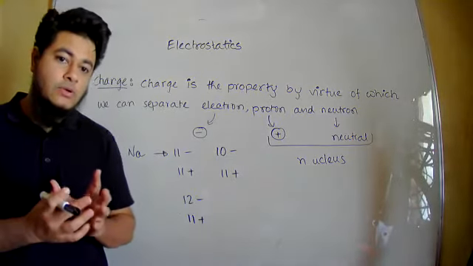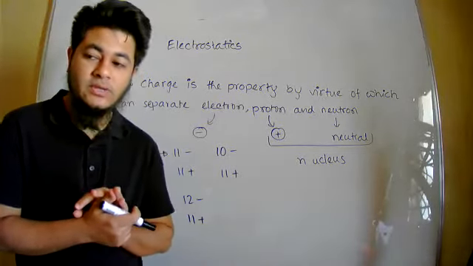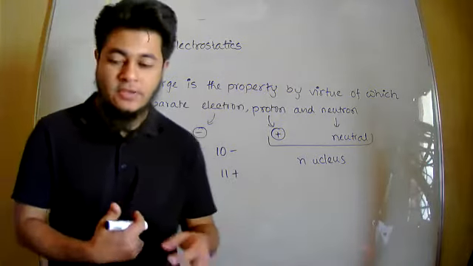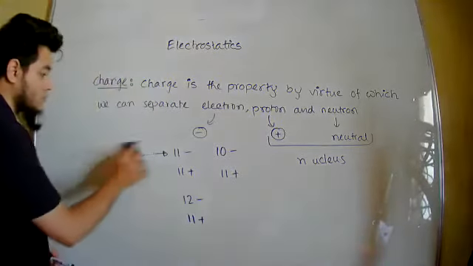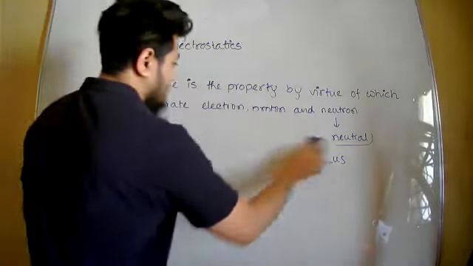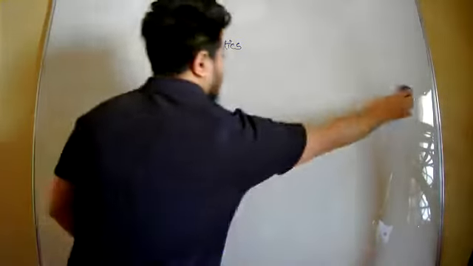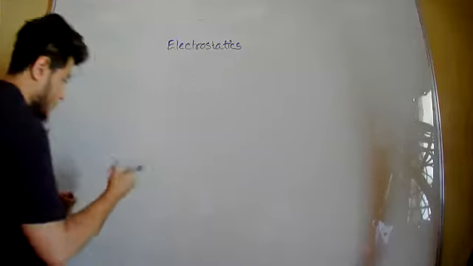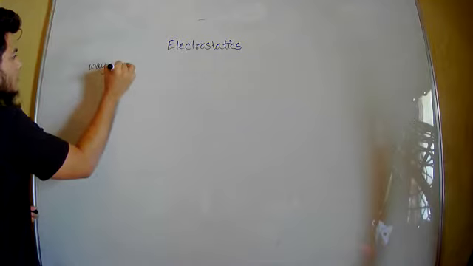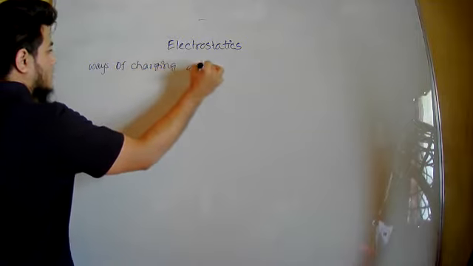Now we talked about how to understand when a body is positively charged or negatively charged, but we did not talk about the process of doing it, how we can make a body charged. So there are two processes of it. We are going to talk about them and point out the differences between them. We can say that ways of charging a body.